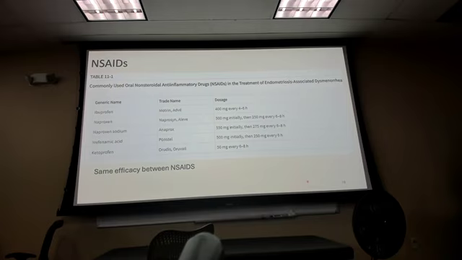Changing the anti-inflammatory does not help. Okay, you can just choose one and go with it. If it doesn't help, changing is not going to change the outcome.